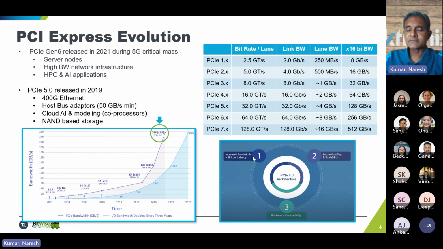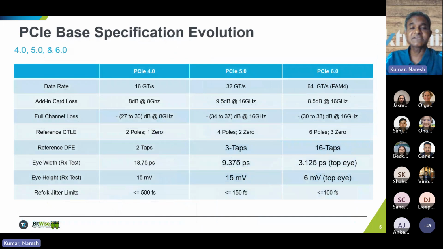Now let's look at what's the key change when we look at Gen 4, 5, and 6, and some specifications which are relevant from a test and measurement standpoint. Okay. Now, if you see here, the data rate is very straightforward. It is understandable. There's not a problem. But if you look at Gen 6, PCI Gen 6 actually talks about PAM4 instead of NRZ signaling, right? Instead of NRZ, we are moving to PAM4 signaling.